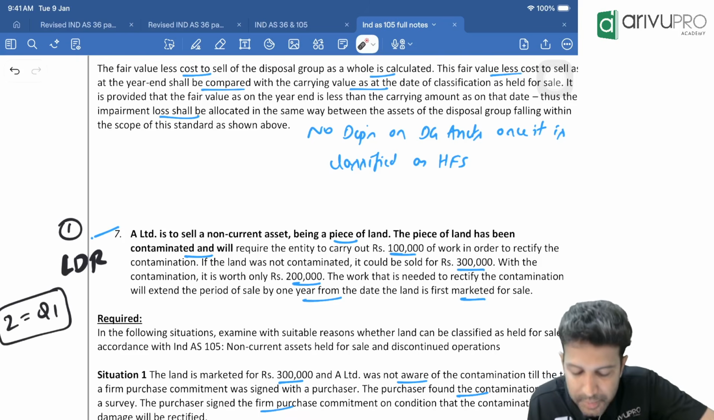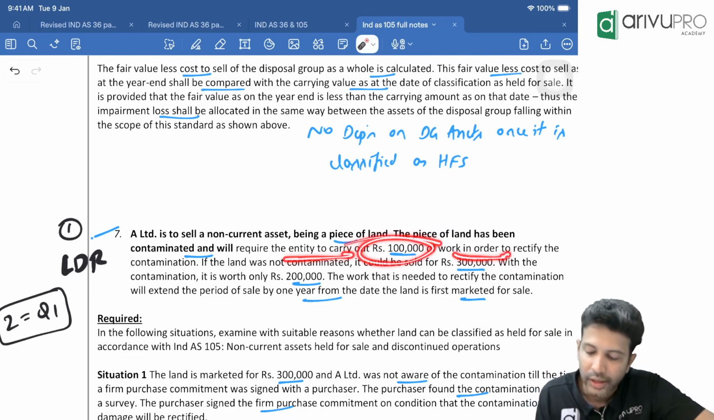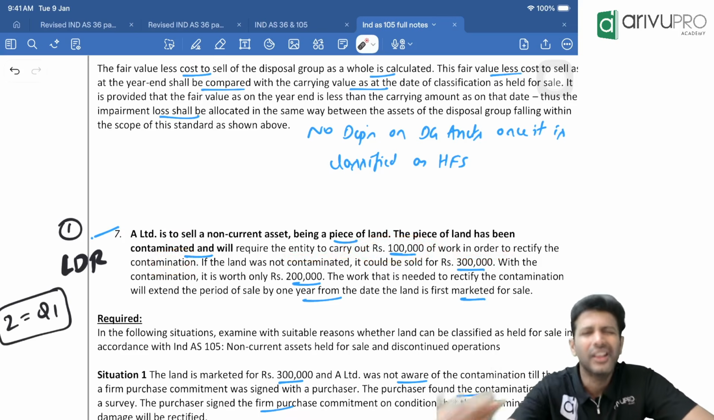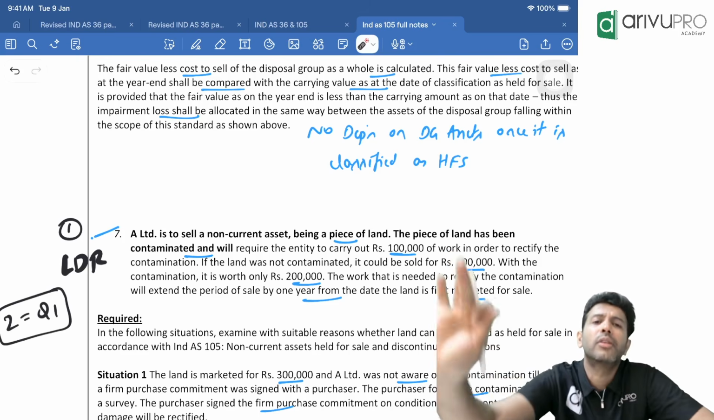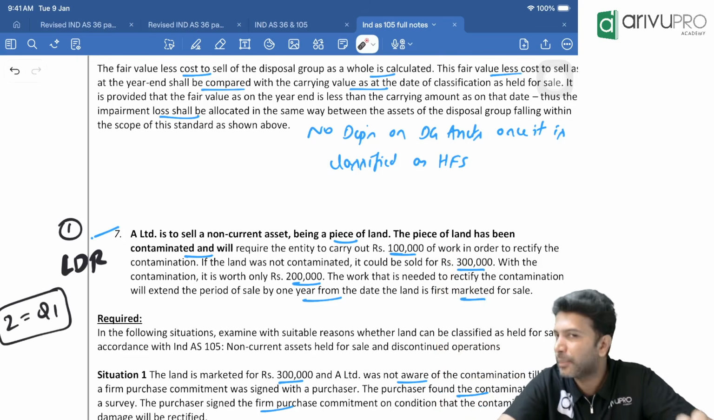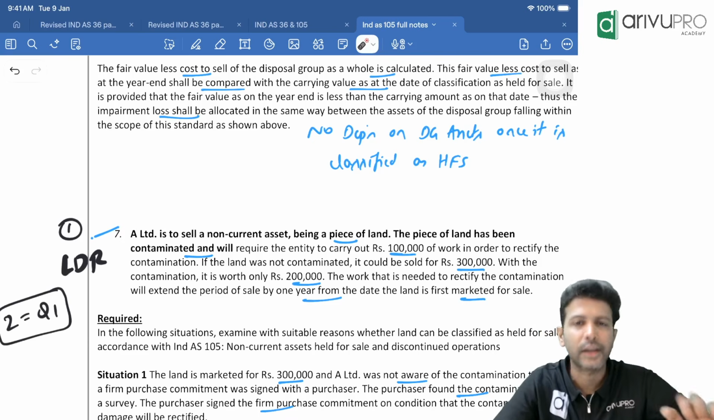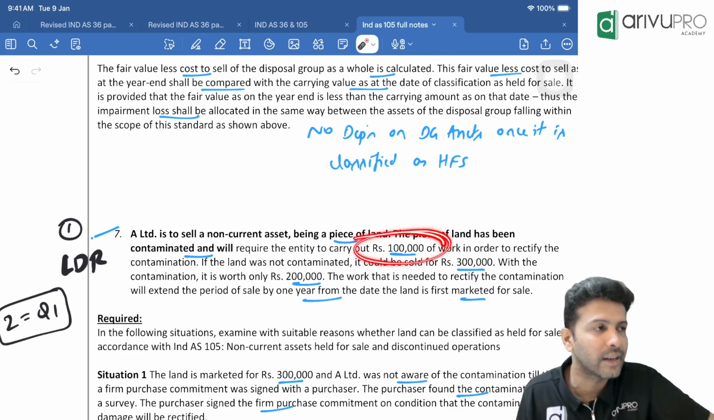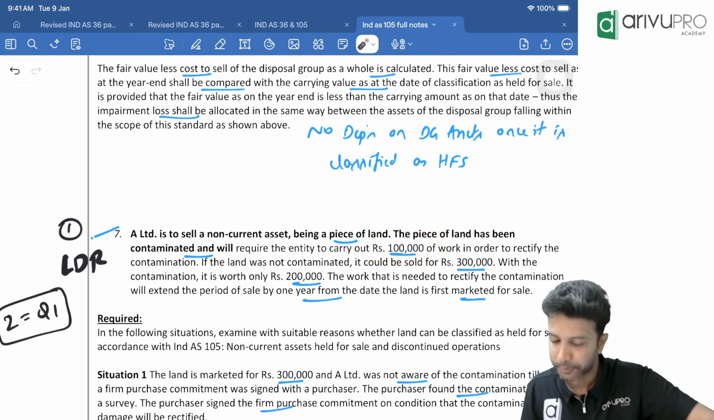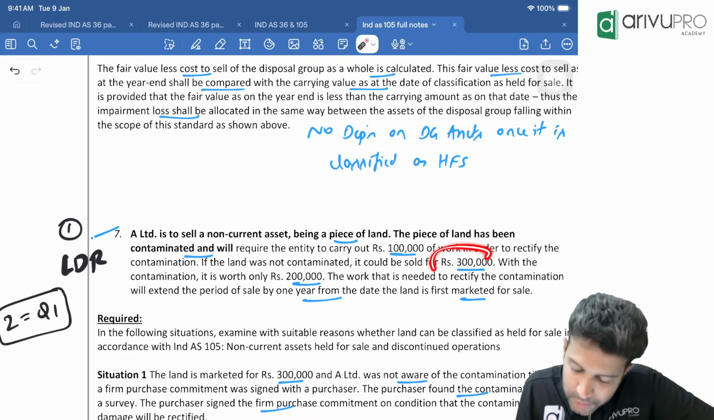But this land is contaminated and will require the entity to carry out 1 lakh worth of work in order to rectify the contamination. Maybe we have thrown a lot of waste into this land, and maybe the government requires us to clean up whatever contamination we have done. We need to rectify that, and how much cost will have to be spent? 1 lakh.